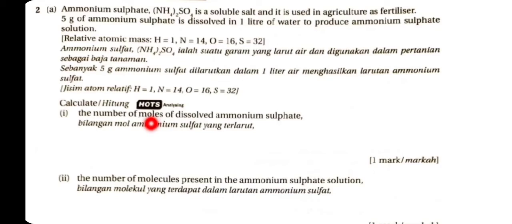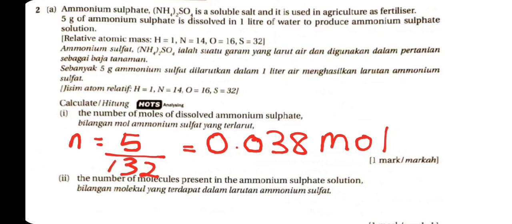We want to find the number of mole. So how do we find the number of mole? Mass divide with RMM of ammonium sulfate. We will get the answer, the number of moles. So the mass of ammonium sulfate is 5 gram. So we divide with the RMM of ammonium sulfate. 5 divide with 132. We will get 0.038 mole of ammonium sulfate.